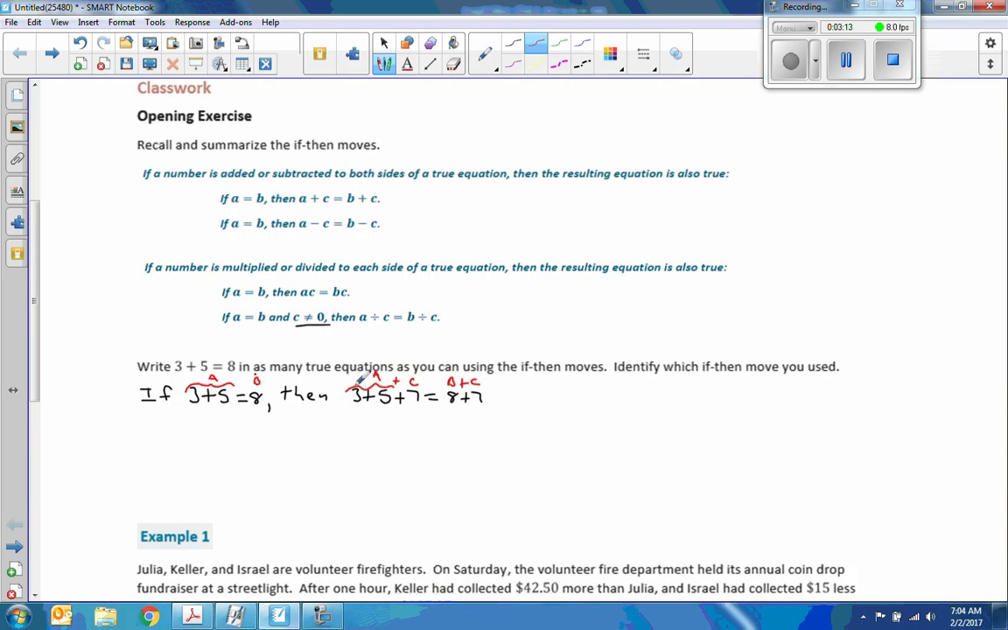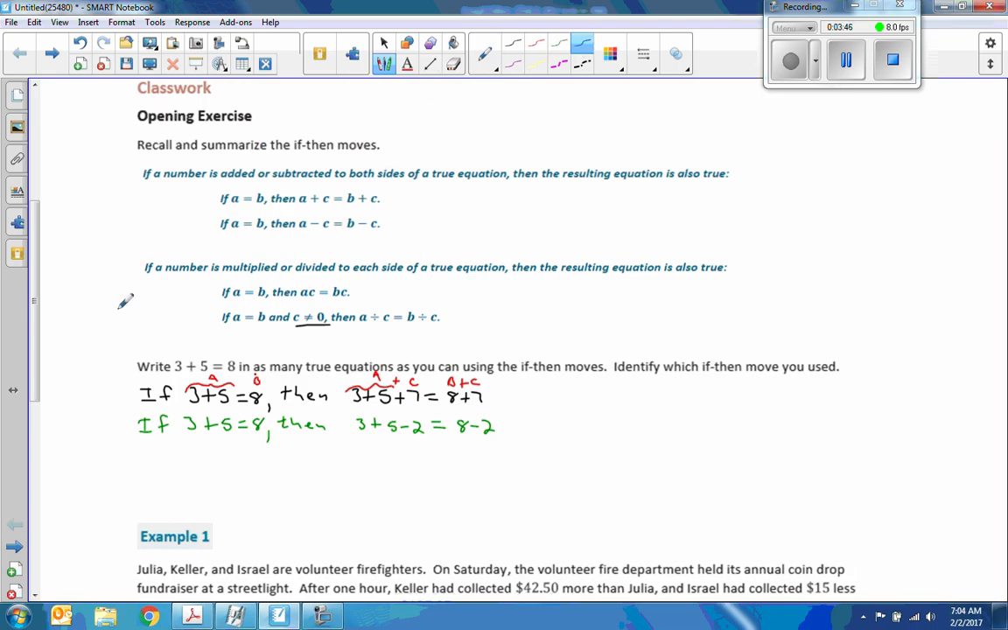Okay? The next one, I can also say if 3 plus 5, that's my A, equals 8, which is my B, A equals B, then 3 plus 5 minus 2 equals 8 minus 2. And 3 plus 5 is 8, minus 2 is 6, 8 minus 2 is 6. So they're true because what you do to one side of an equation, you do to the other. So that's really what we're talking about here. What you do to one side, you have to do to the other.